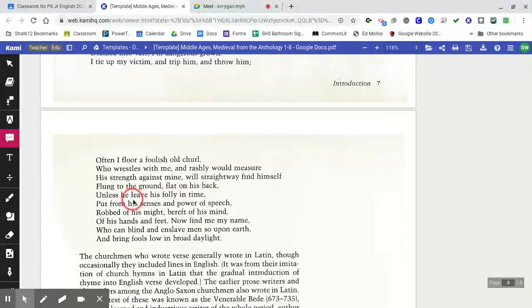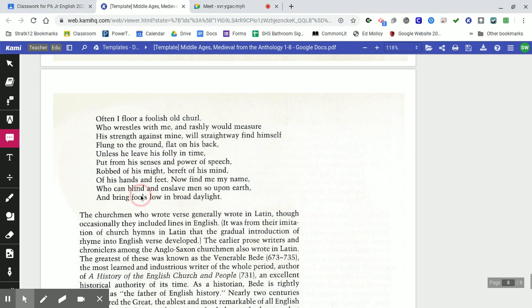will straightway find himself flung to the ground flat on his back, unless he leaves his folly in time, put away from his senses and power of speech, robbed of his might, bereft of his mind, of his hands and his feet. And now find me my name, who can bind and enslave men so upon earth, and bring fools low in broad daylight.